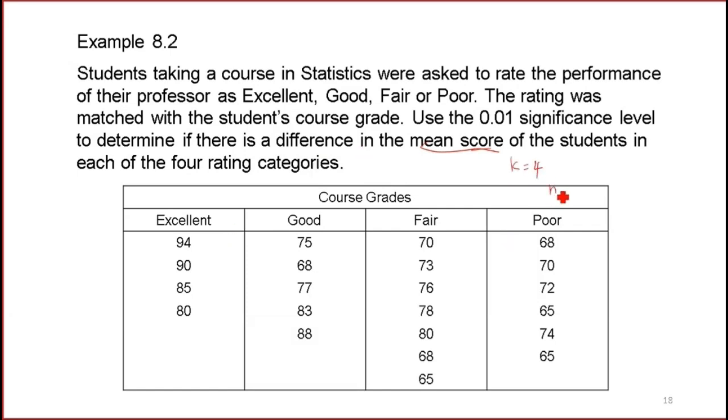For N, you need to find it for all groups. The sample size for each group is: for excellent we have 4, for good we have 5, this one we have 7, and this one we have 6. So the total sample size for all groups is 22.